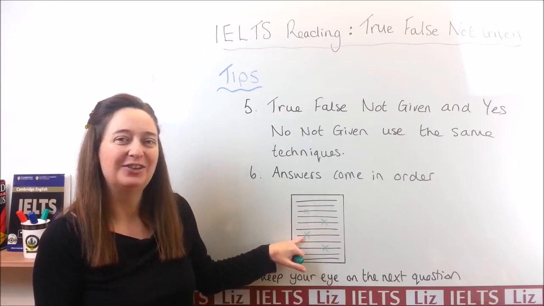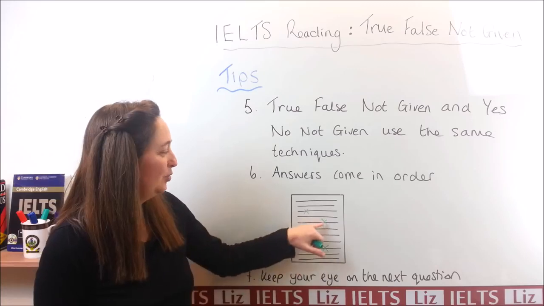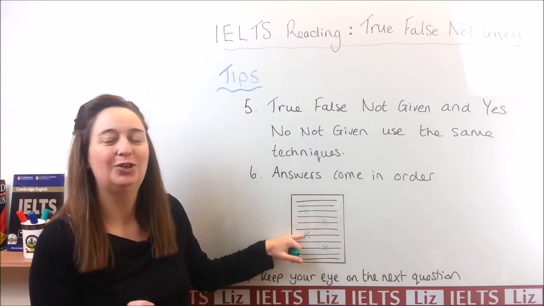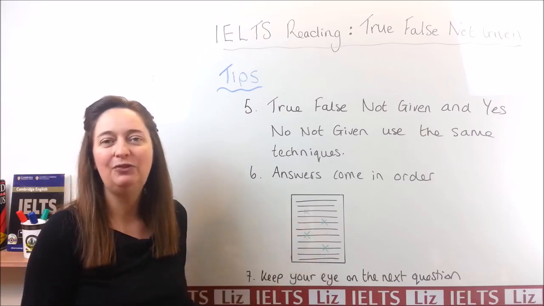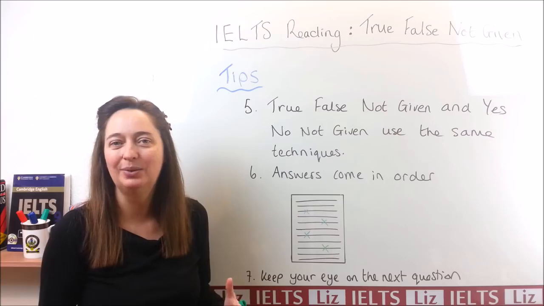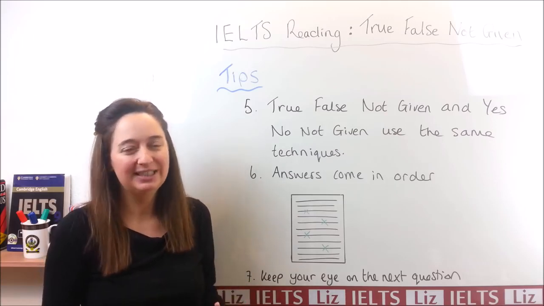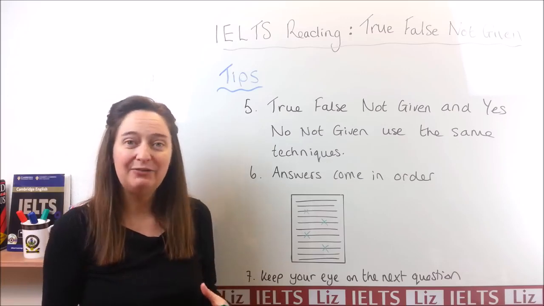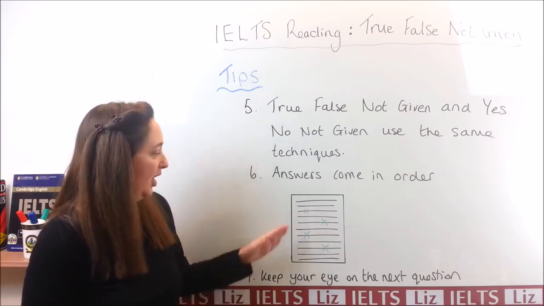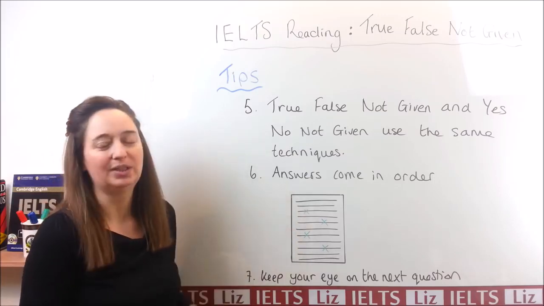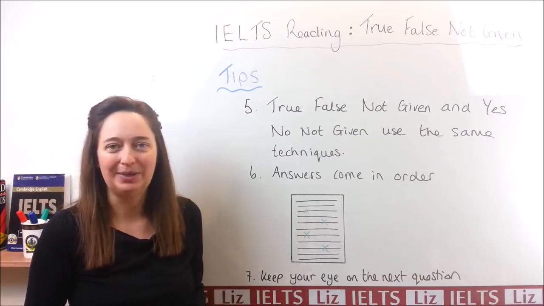Remember the content of the next question so that when you try to find question number 2, you're not going to read too far. That will save you a lot of time in your reading test because reading is really difficult in IELTS because of the time limit. So saving time is very important. Keep your eye on the next question. The answers come in order. Remember it, it will help you.